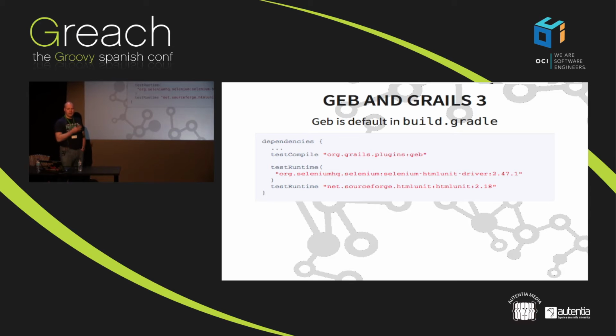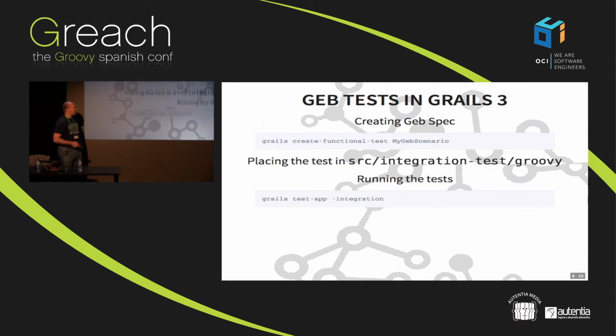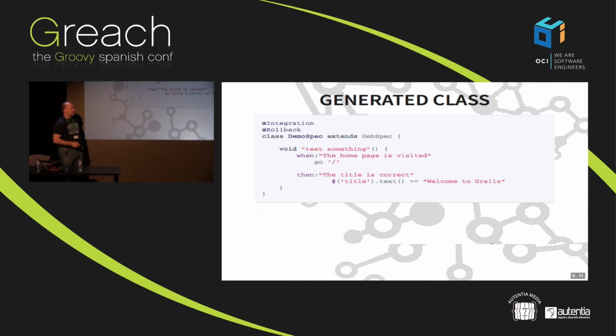Previously, it had a comment that says you should exchange this for something more proper. They removed that comment, but I still recommend you to switch it to something different. For example, the Firefox driver. You run those as integration tests in Grails 3, but you do have the option to create functional tests. They'll generate something that looks like this. This actually has a small error.